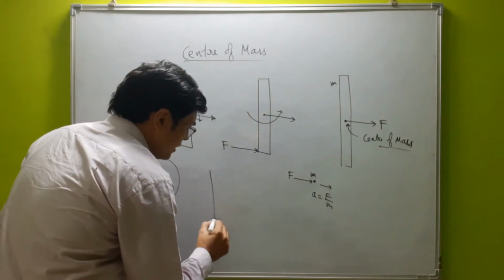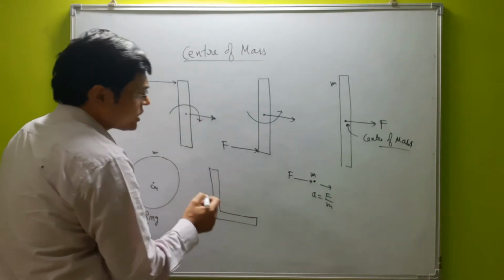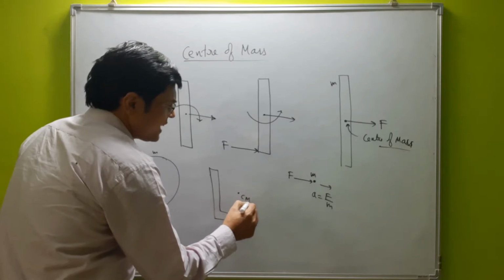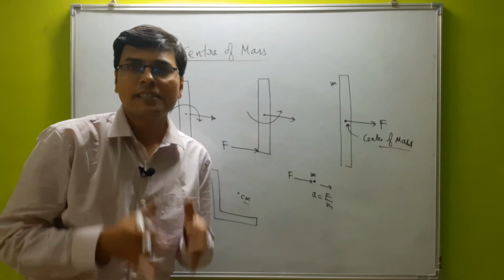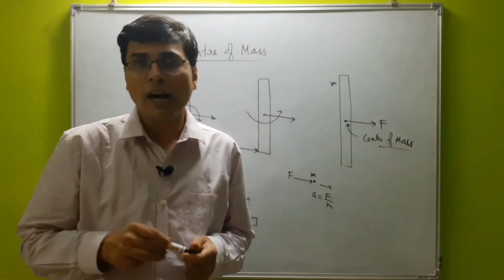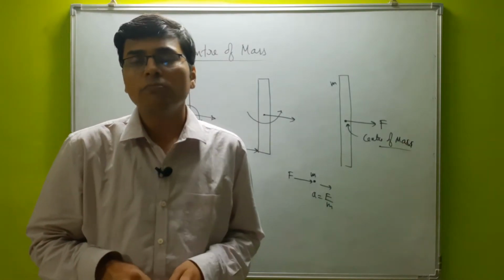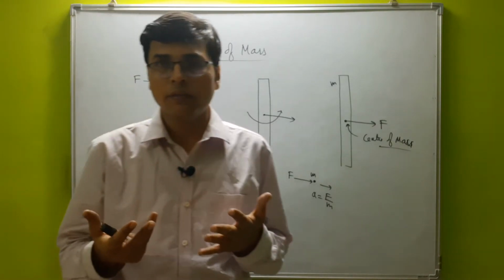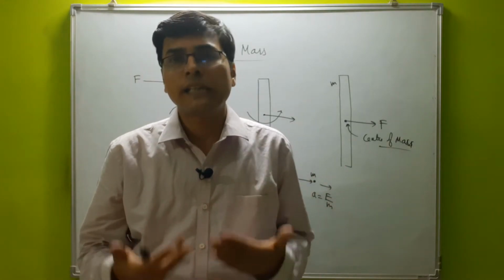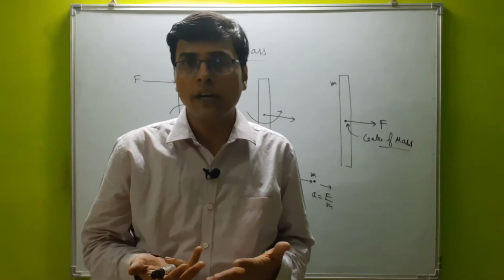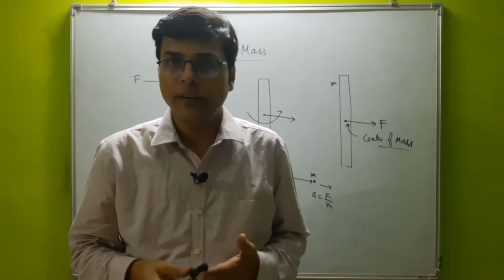Again, if we have an L-shaped rod, the center of mass would be somewhere here. Again, there are certain ways to calculate it. We'll see it later on. But the central idea is that the center of mass of a body can be lying inside as well as outside of the body, right? So again, I would like to repeat the definition of center of mass. Center of mass is that point, inside as well as outside of the body, where the entire mass of the body can be assumed to be concentrated.